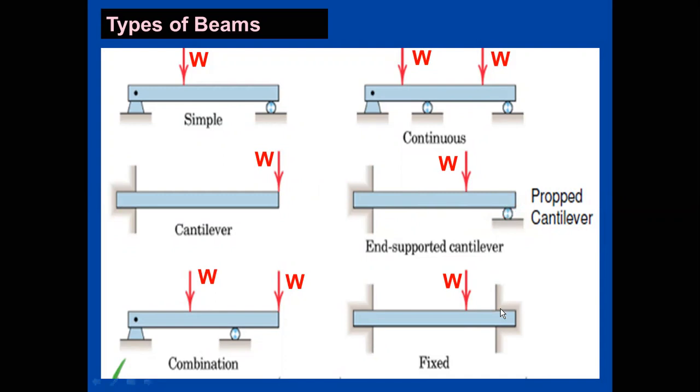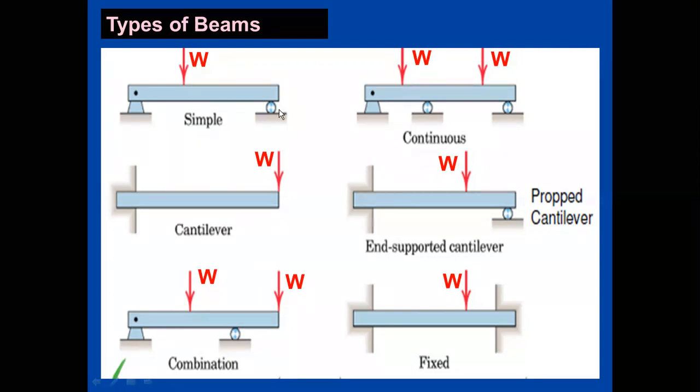And the next one is the fixed beam. What is a fixed beam? The entire beam has been fixed on both ends. Whatever load comes above the beam is taken by the beam with the help of the two fixed ends. The combination of a simple support and a roller support is called a combination beam.